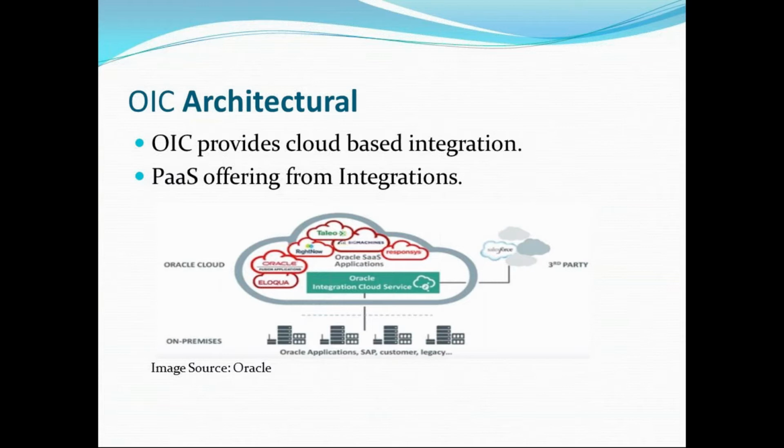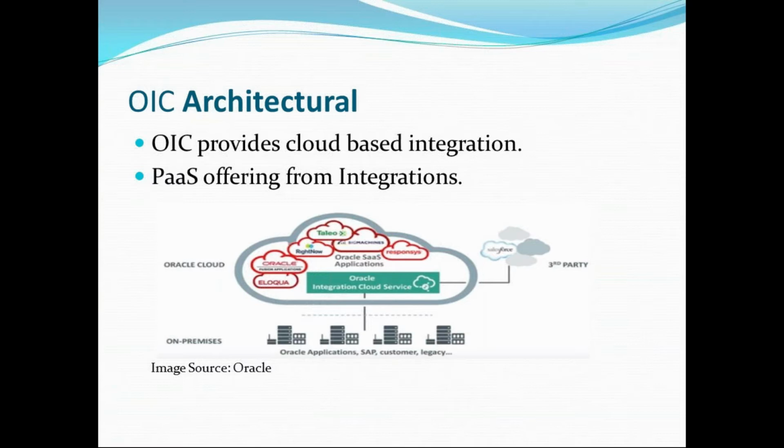When we say cloud-based integration, it lets you integrate different applications on the cloud, but it also provides the capability to connect to on-premise systems. So with the use of OIC, you can integrate your data cloud to cloud, cloud to on-premise, or on-premise to on-premise. This is basically a hybrid integration model, which is quite popular nowadays.